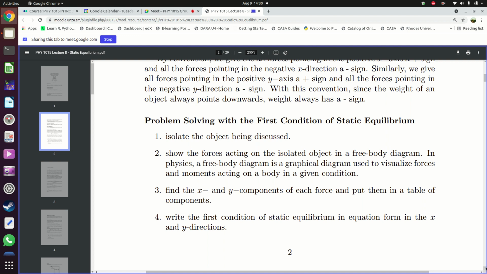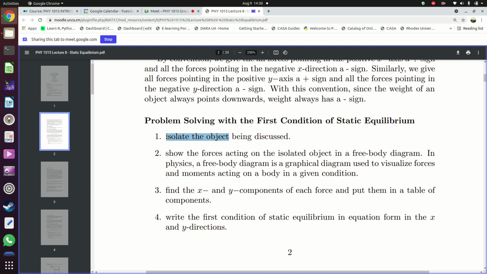The other thing which you need to do: you need to identify the object which needs to remain at rest. Sometimes it's not everything we want to remain at rest. You need to identify which object you are asked to make sure remains at rest. It might be an object, it might be a position, it might be a point. You need to correctly identify which object is supposed to remain at rest. That's the first thing you need to do.